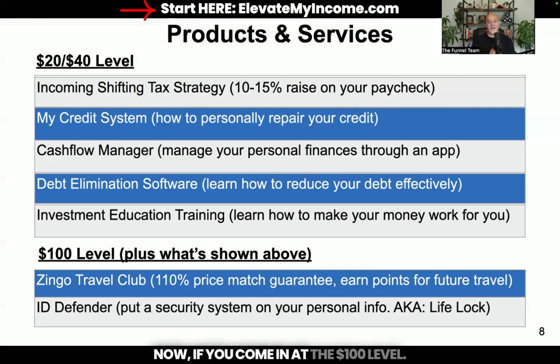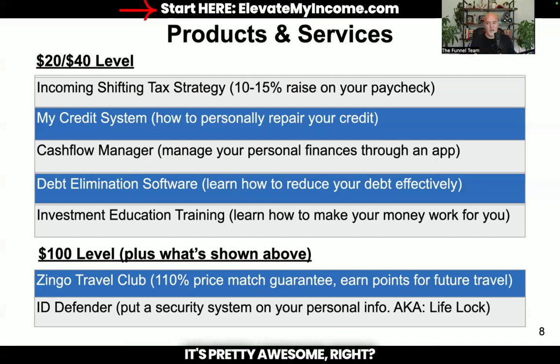Now, if you come in at the $100 level, you're going to get access to everything that I just shared with you, but you're also, in addition to that, going to get the Zingo Travel Club, okay? This is where, yes, you can travel in style, my friend, and this travel engine will beat anything else out there on the market because you get a 110% price match guarantee, okay? And you can also earn points and redeem those towards future travel. And over time, if you're booking a good amount of travel, you can travel for free.